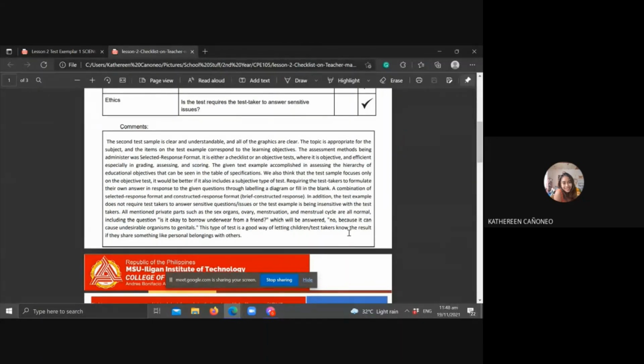In addition, the test example does not require test takers to answer sensitive questions or issues, or the test example is being insensitive with the test takers. All mentioned private parts such as the sex organs, ovary, menstruation, and menstrual cycles are all normal, including the question, is it okay to borrow underwear from a friend, which will be answered no because it can cause undesirable organism to genitals. This type of test is a good way of letting children test takers know the result if they share something like personal belongings with others. Also, in this part, it also prepares students to be in their puberty stage. That's all lang po.